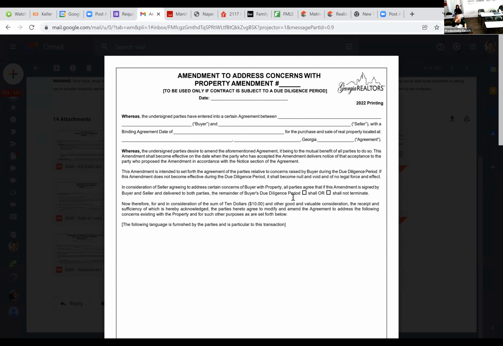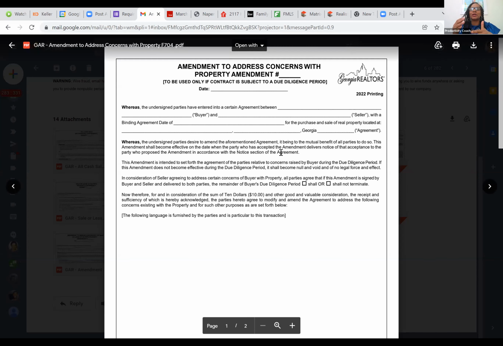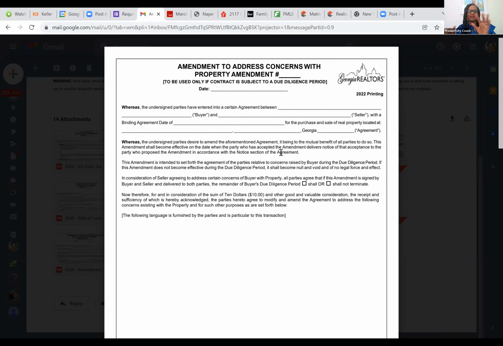Okay, so amendment to address concerns, any kind of amendment. So what is an amendment, Authurine? An amendment is anything that you use with a binding contract to change the terms of the contract. Yes? Yes and yes. So this amendment to address concerns, we're only going to use it if the property had a due diligence period, right?